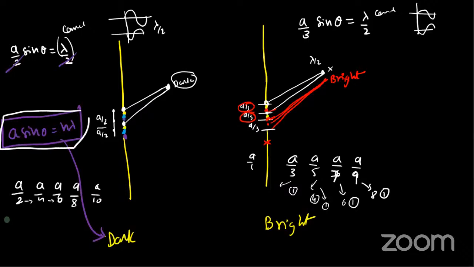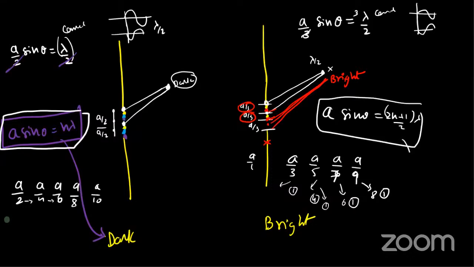So for dark fringe, a sin theta equal to n lambda is the criteria, and if I send this 3 here, then the general condition can be written as 3 by 2 lambda, which is nothing but (2n plus 1) lambda by 2. So this will be the condition for maxima, the bright fringe, in case of diffraction. Am I clear, guys?